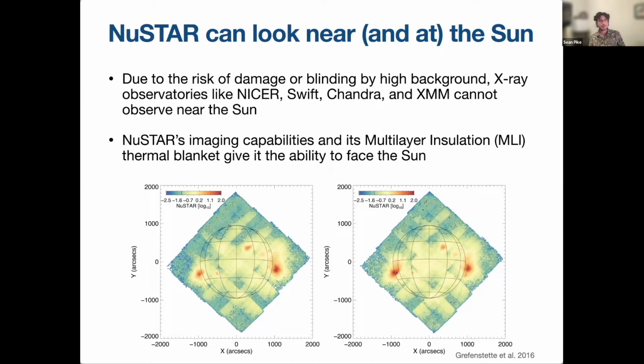But it is actually technically capable of looking near the sun, because its imaging capabilities mean that, of course, we can separate source from background. And its multi-layer insulation thermal blanket protects it from getting overheated by the sun. Whereas an instrument like Chandra, or any of these other instruments really, which is made to be sensitive to the soft X-rays, can't have that thermal blanket because it would decrease the sensitivity, but that means that it can't look near the sun, or else it'll overheat.